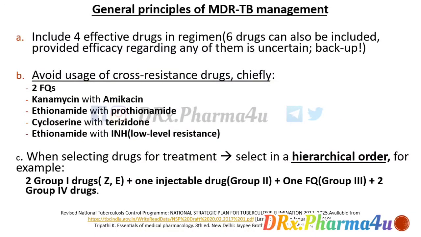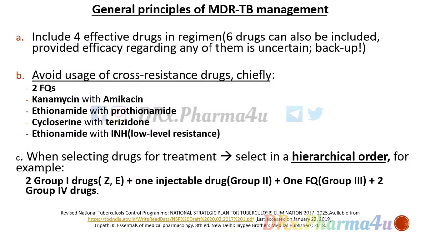But again, whatever drug you are using, whatever therapy you are thinking of, you should always look into cost, safety, and efficacy balance. Always look into that. Avoid usage of cross-resistant drugs, for example, 2 FQs. Like for example, if you are using levofloxacin and moxifloxacin in the same patient, that is wrong. Kanamycin with amikacin, that is wrong because both are aminoglycosides. You should not do that. Ethionamide with prothionamide, that is also wrong.